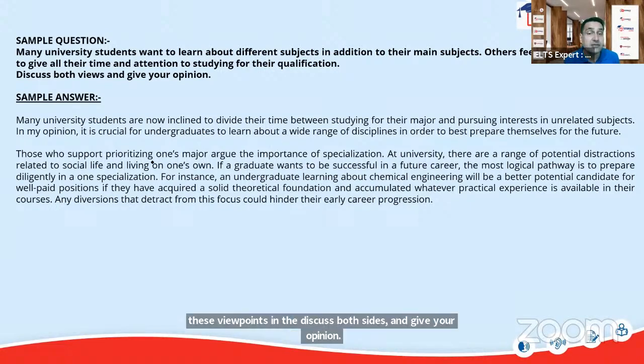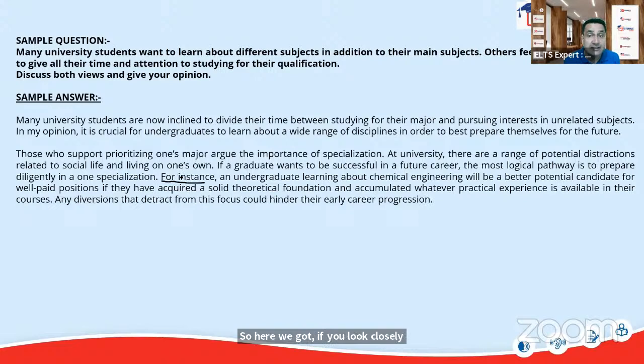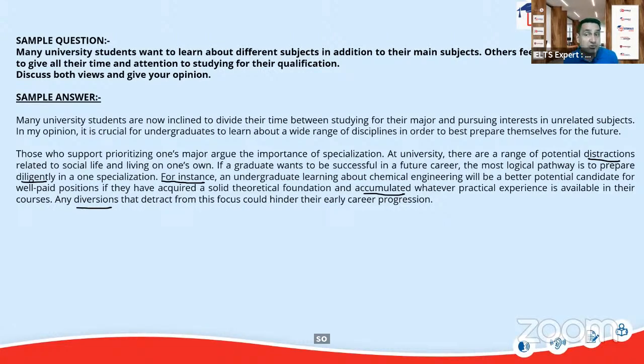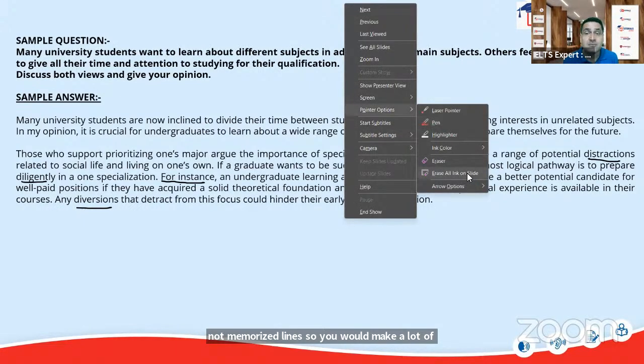So here, if you look closely, we have used a linker like this one to give an example. So examples should be relevant. I would not recommend that you write university surveys like 80% of people agreed. And then we got some quite appropriate uses of vocabulary as well. So accumulated, divergence, diligently, then distractions. So appropriate use is a must. A natural way of writing, not memorized lines. So you would make a note of advanced vocabulary. You'd be given useful vocabulary words as well.